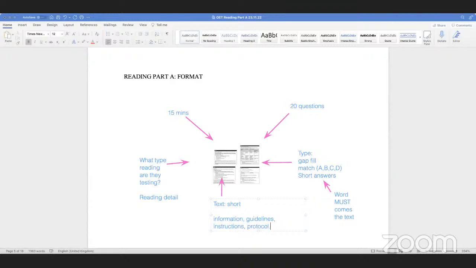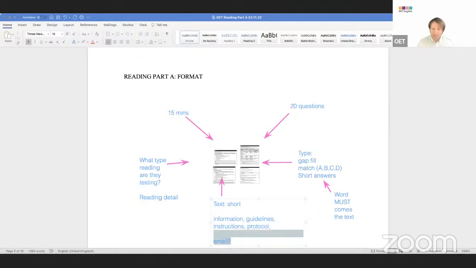Will I see emails here? No email. Where will I see an email? In part B. Okay. So the texts are always short texts. These are actually text functions, aren't they? But they're always short texts, giving information, giving guidelines, instructions, protocols, even classification as well, right? So those are the kind of functions of the texts we will read.